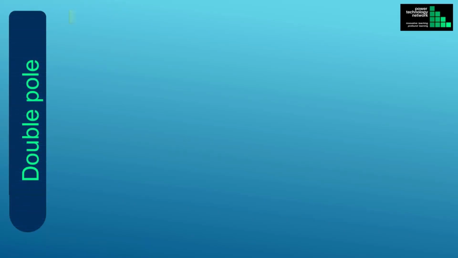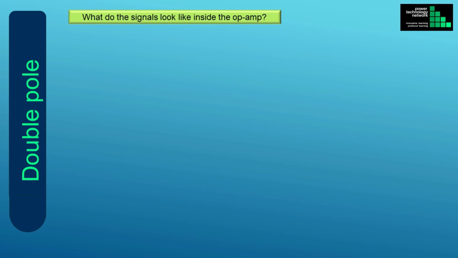In this slide we explore what the signals at the different stages inside the op-amp look like, with a double pole added. The ideal op-amp circuit with a double pole is shown again in this slide.